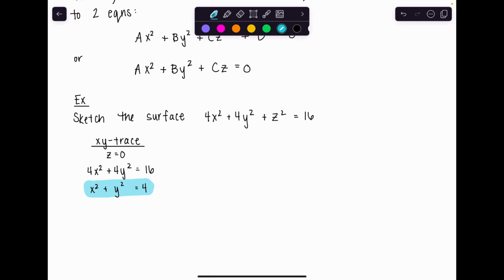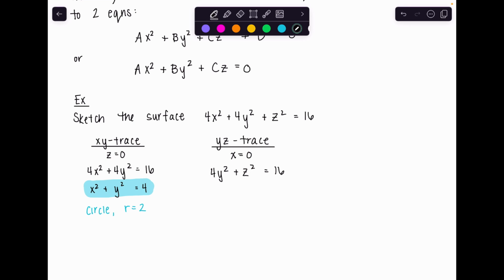This is a circle, which has radius equal to 2. So I'll know that shape in the xy plane. Now we're going to move on to the yz trace. And if I'm in the yz plane, that means x is equal to 0. So all I'm doing in this case is setting this piece equal to 0. So that gives us 4y squared plus z squared equals 16.